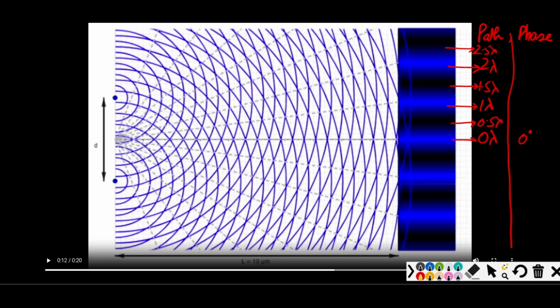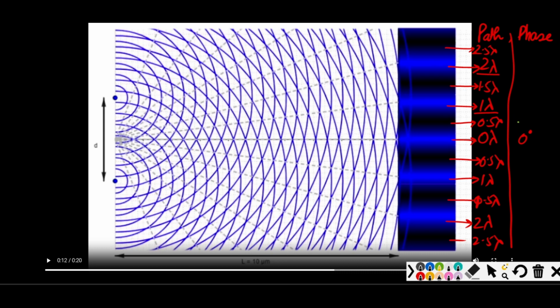Similarly, when you go down from the 0 reference, the first dark band is going to be 0.5 lambda. This will be 1 lambda, 1.5 lambda, then 2 lambda, and then 2.5 lambda. So constructive interferences have whole numbers. They have integers. Destructive interferences have a 0.5 factor, nothing other than the 0.5 factor. Please be advised. Now let's count the phase difference.